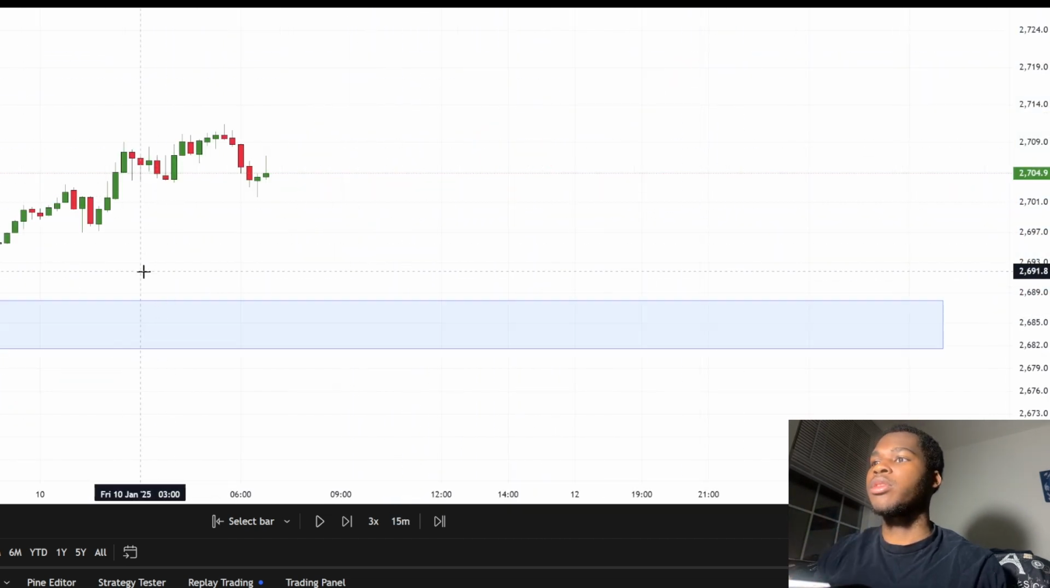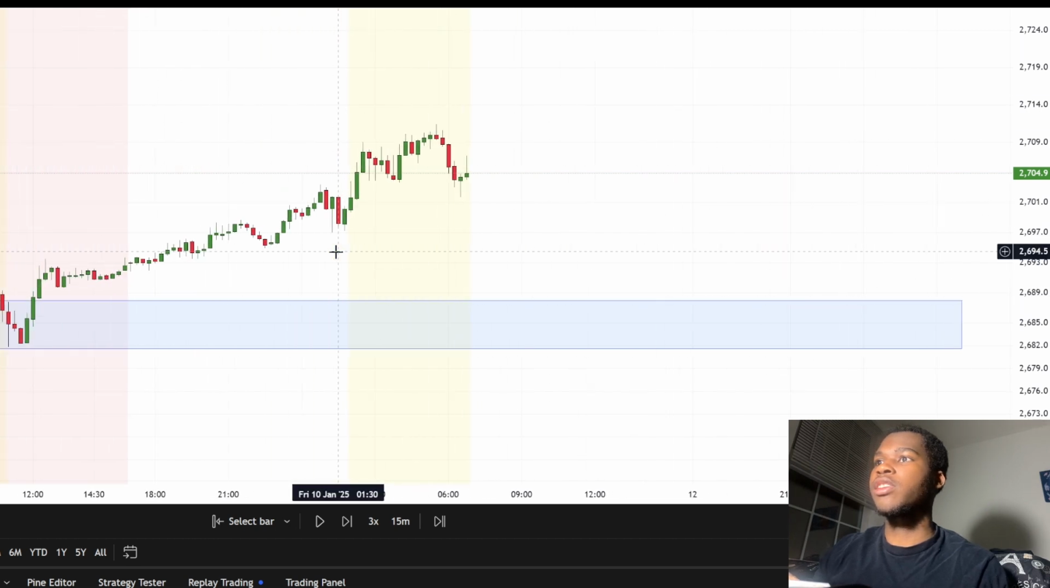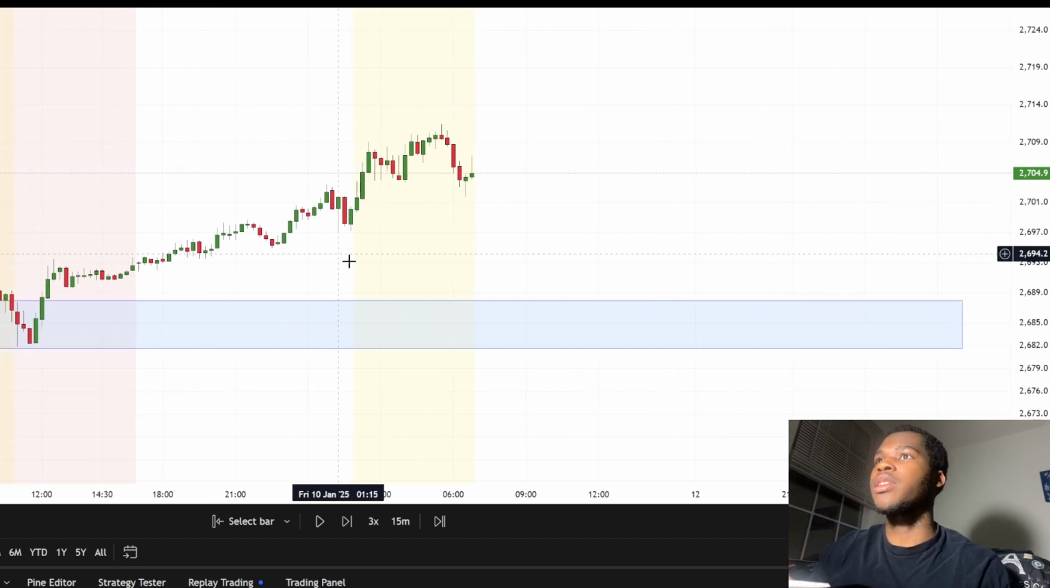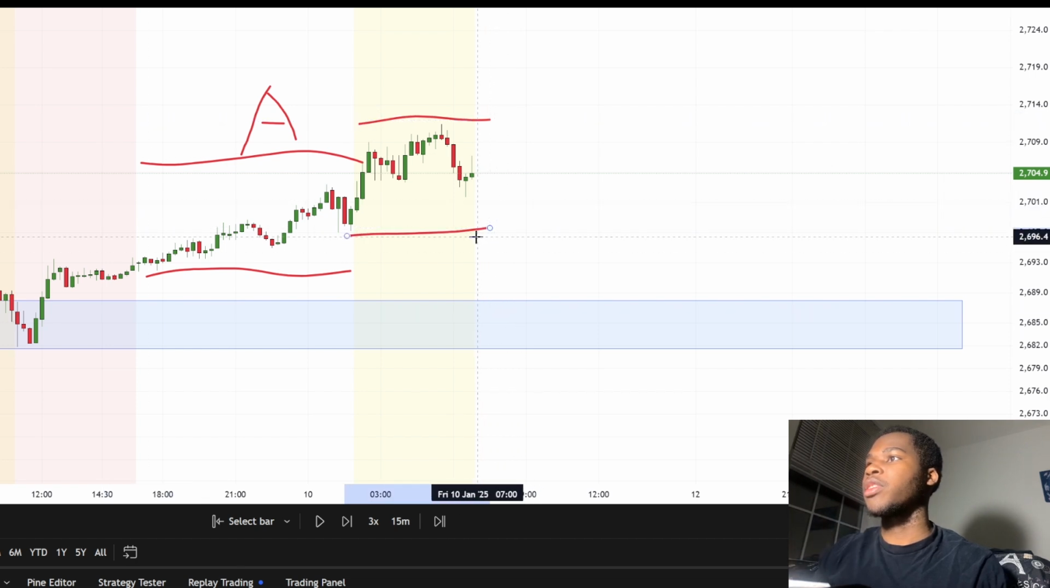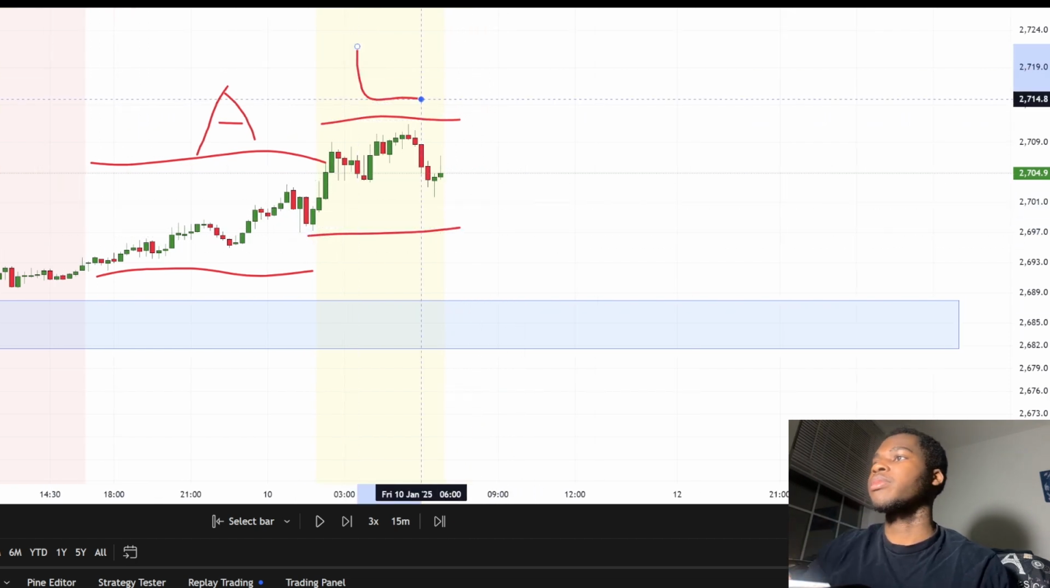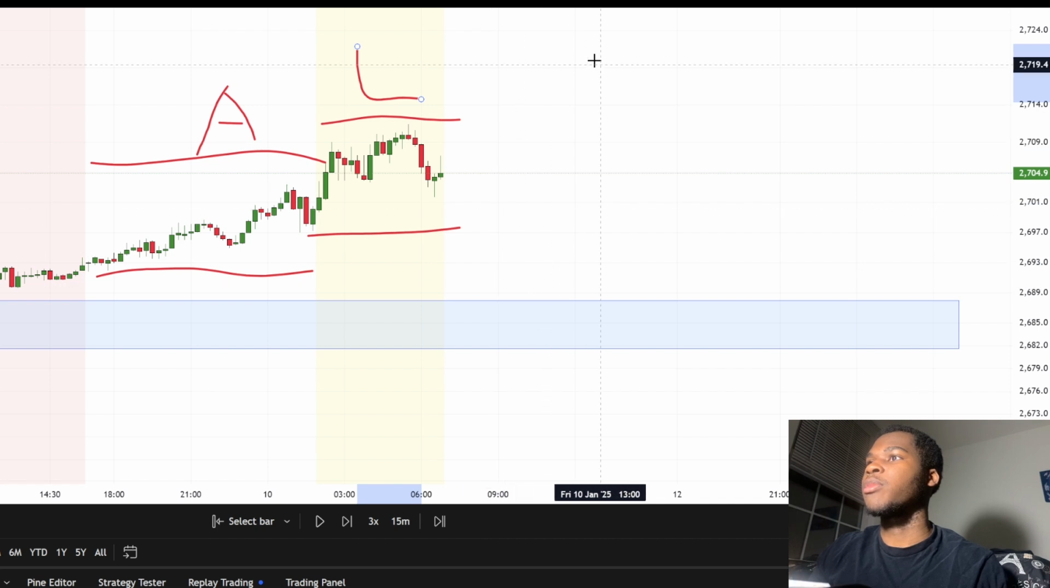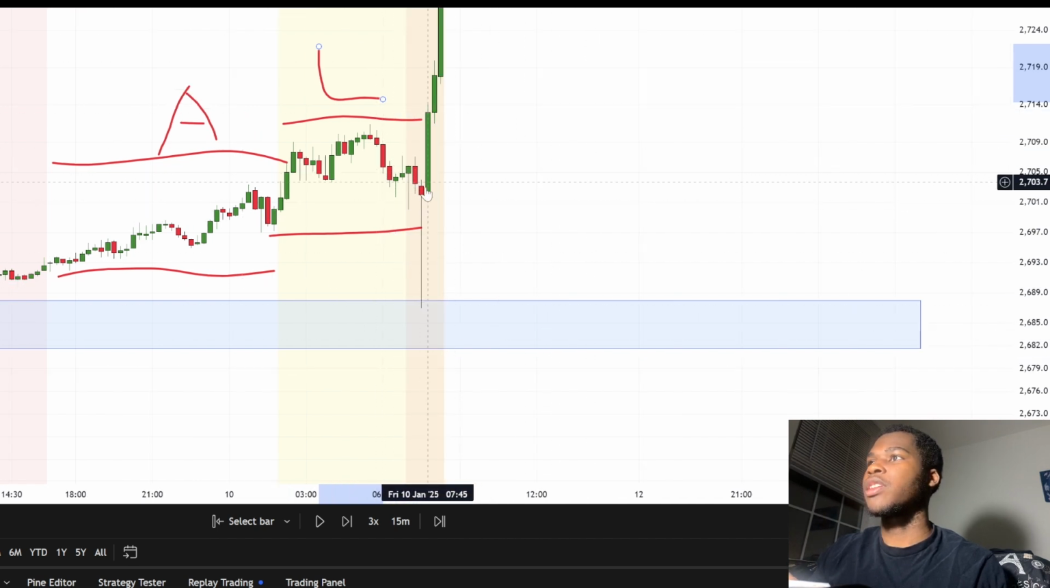After that, we go to our lower time frames and we're just looking for session-based liquidity. We have Asia right here, and we also have London. Almost 7:30, so we want to see that sweep coming back to the zone and then moving higher. At 7:30, we see exactly that.